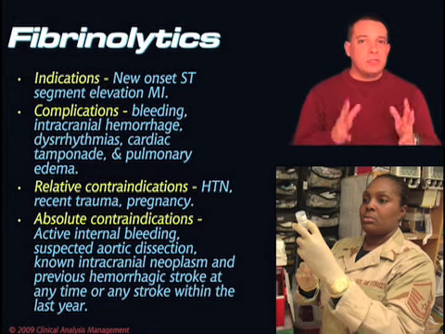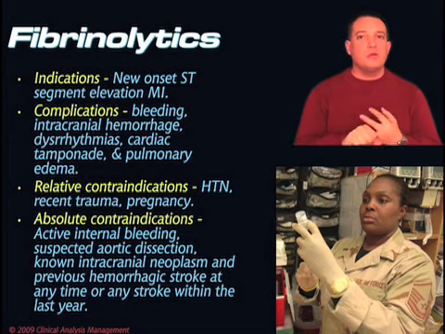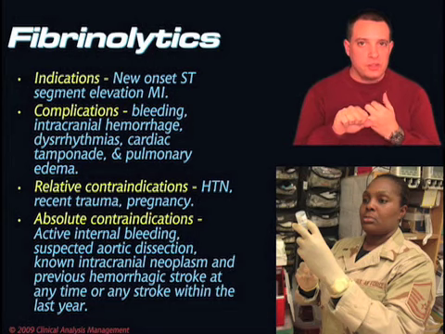Now, when we talk about our absolute contraindications, the things that absolutely contraindicate fibrinolytics are things like active internal bleeding, if the patient's got an aortic dissection, if the patient's got an intracranial neoplasm, and there's two big things you need to know about strokes. When we talk about strokes and fibrinolytics, here's the rules, and these are important.